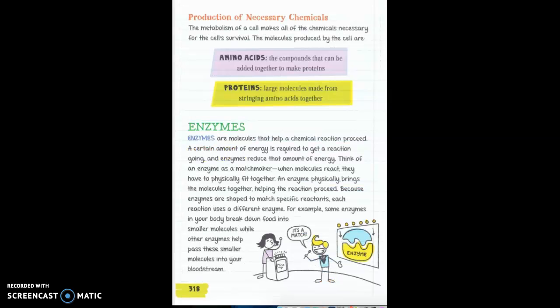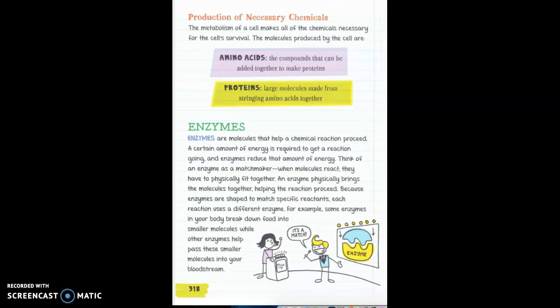Production of necessary chemicals. The metabolism of a cell makes all the chemicals necessary for the cell's survival. The molecules produced by the cells are amino acids, the compounds that can be added together to make proteins, and proteins, large molecules made from stringing amino acids together. Then we also have enzymes.